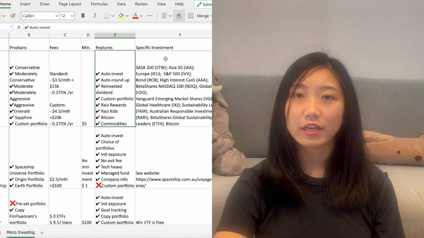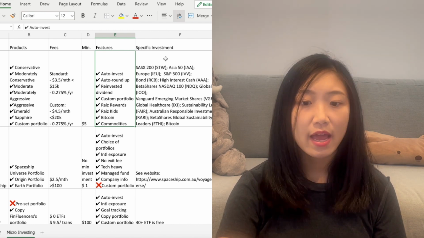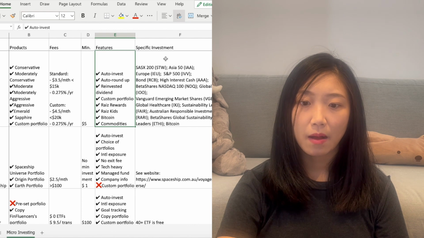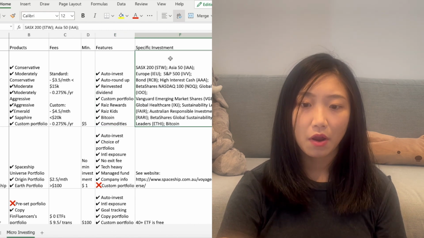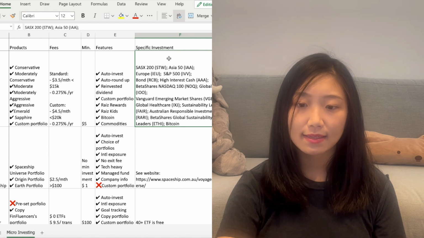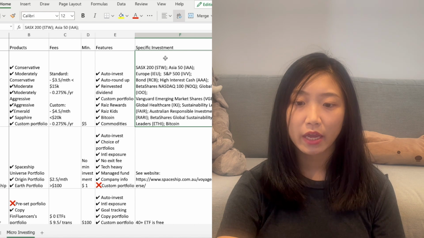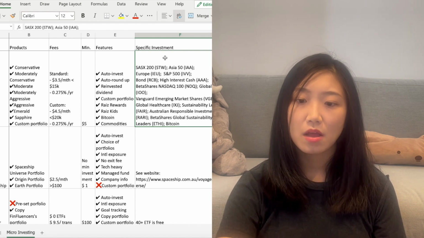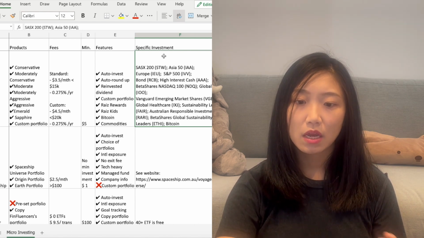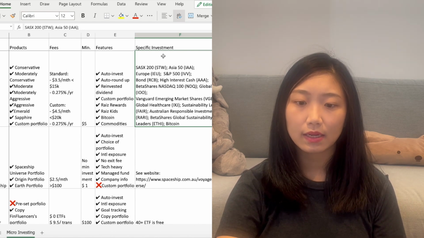The specific investments in the Raiz product include the ASX 200, Asia 50, Europe, S&P 500, bonds, high interest cash, NASDAQ, Global 100 IOO, Vanguard's emerging markets shares, healthcare, sustainability leaders, Australian responsible investment, Betashares Global Sustainability Leaders, and Bitcoin. Now, let's have a look at its interface together.